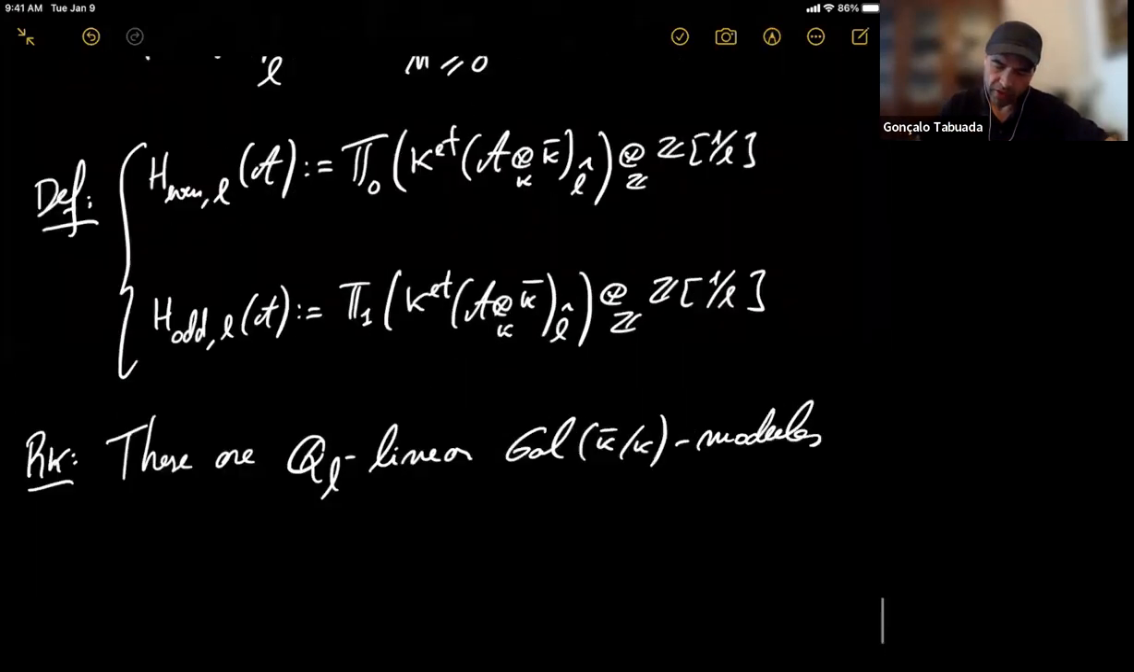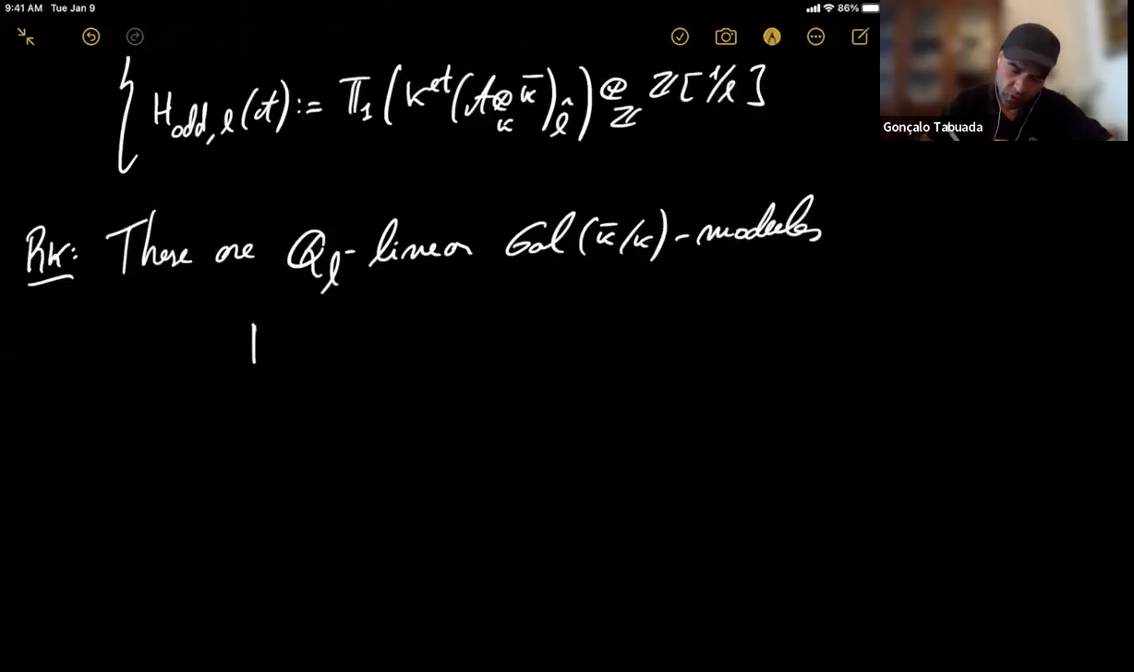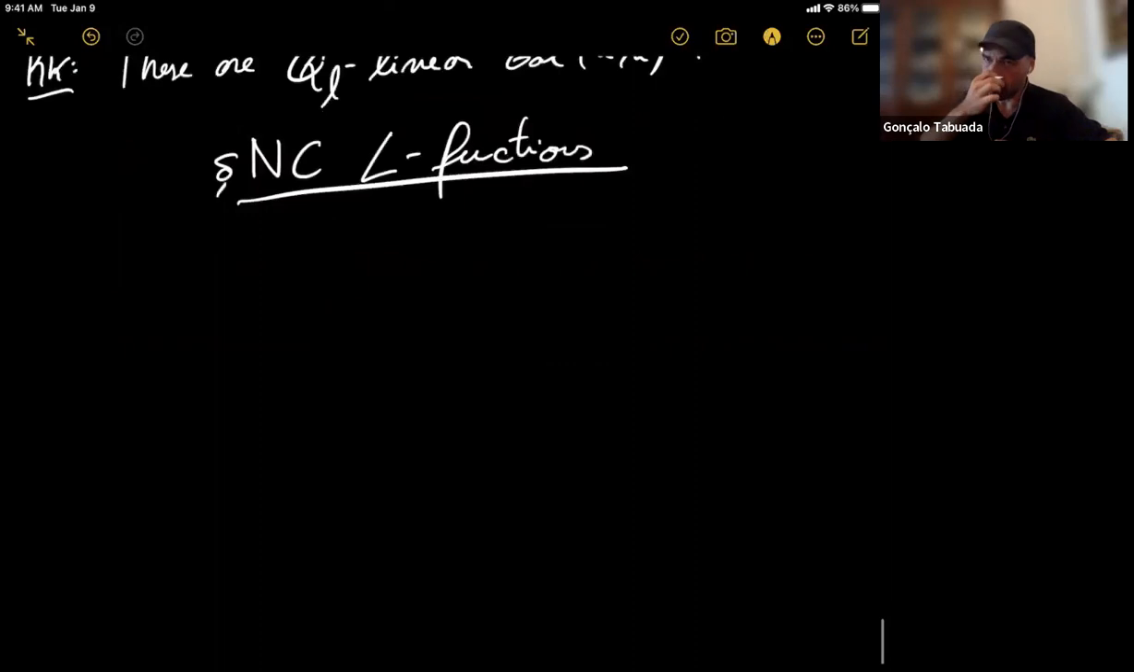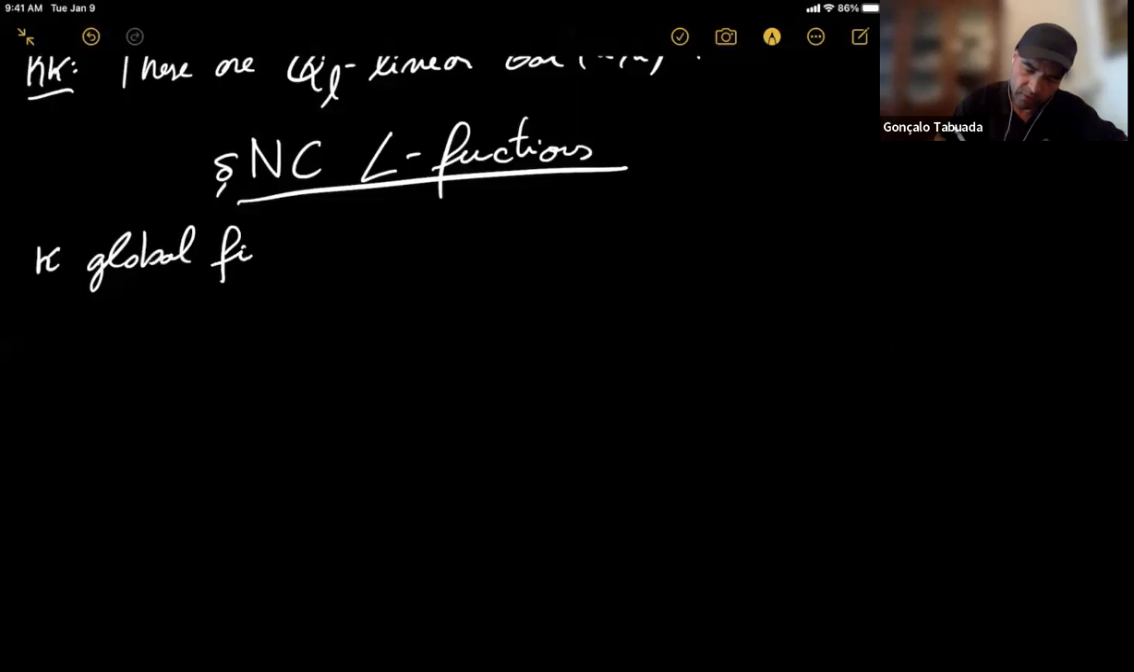And using them, we can define the non-commutative L-functions. We can define these non-commutative L-functions as you expect. So now I'm in the case of a global field. And again, what's happening is that I don't have a smooth projective scheme, but I have a non-commutative geometric scheme.